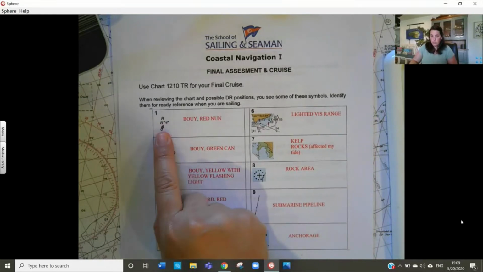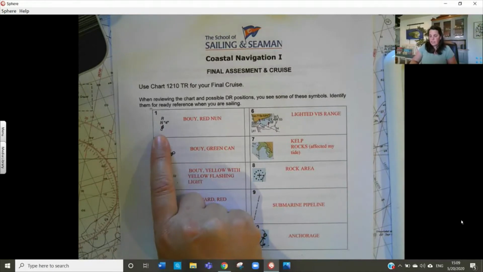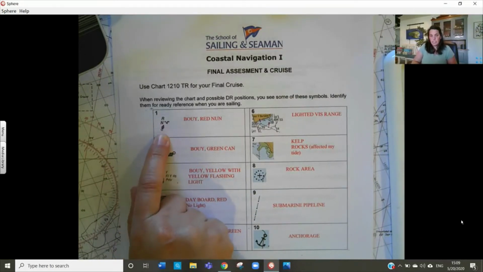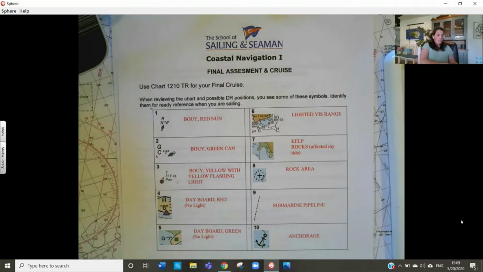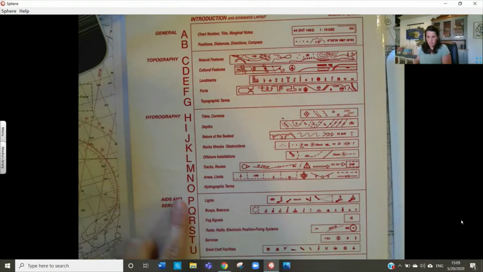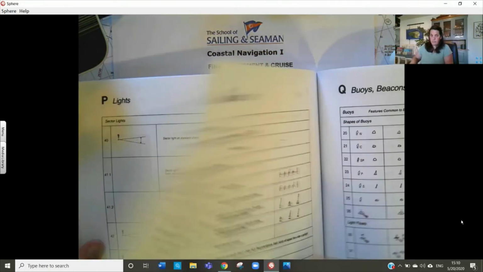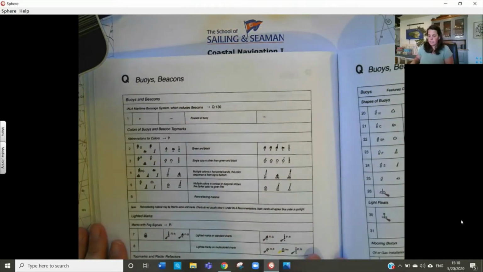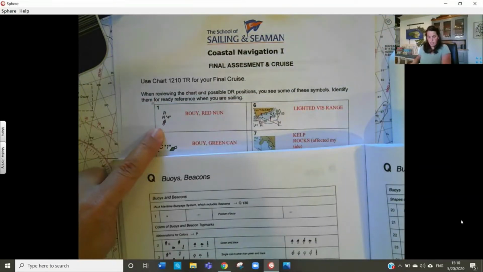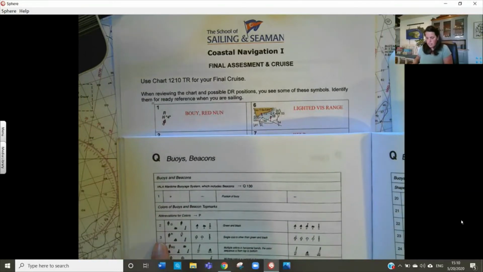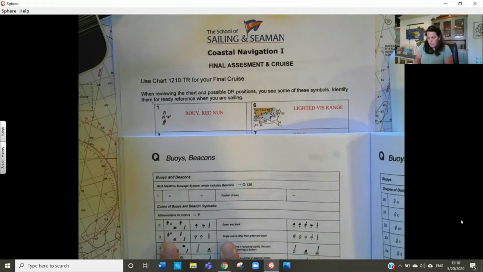So we'll take a look at number 1 here. It has R, N, 4 in quotations, and the buoy symbol. So I'm going to look on the back. And I see buoys in Q, so I'm going to find Q. And buoys, I'm looking for that symbol there. And right here, I can see that it is a red buoy with a little R next to it, a single color other than green or black. So I can see that it is a red buoy.